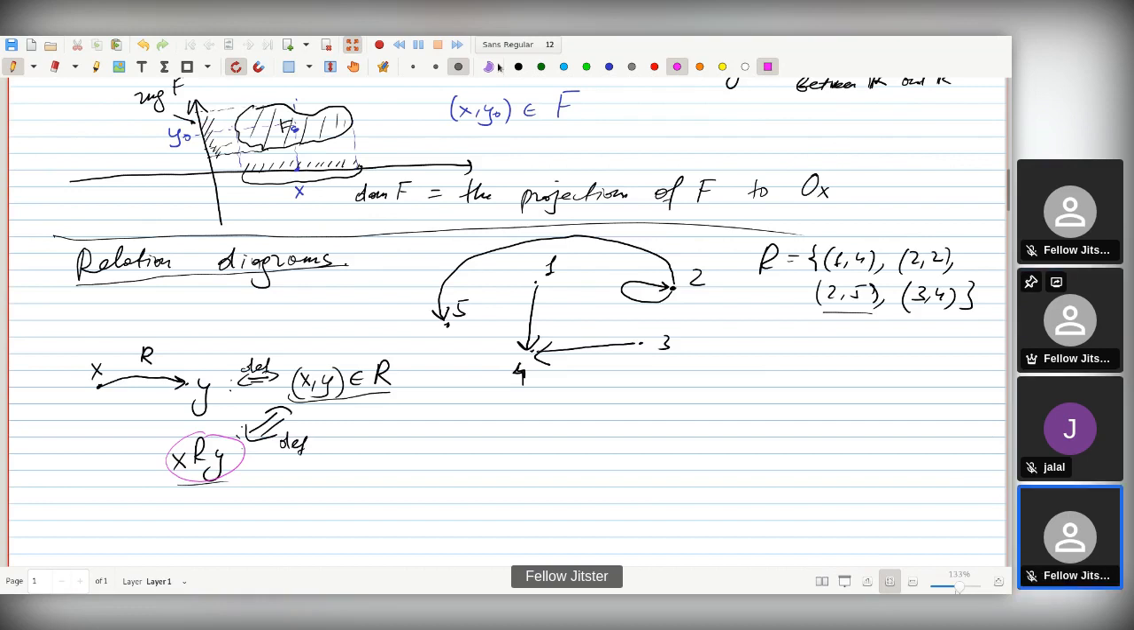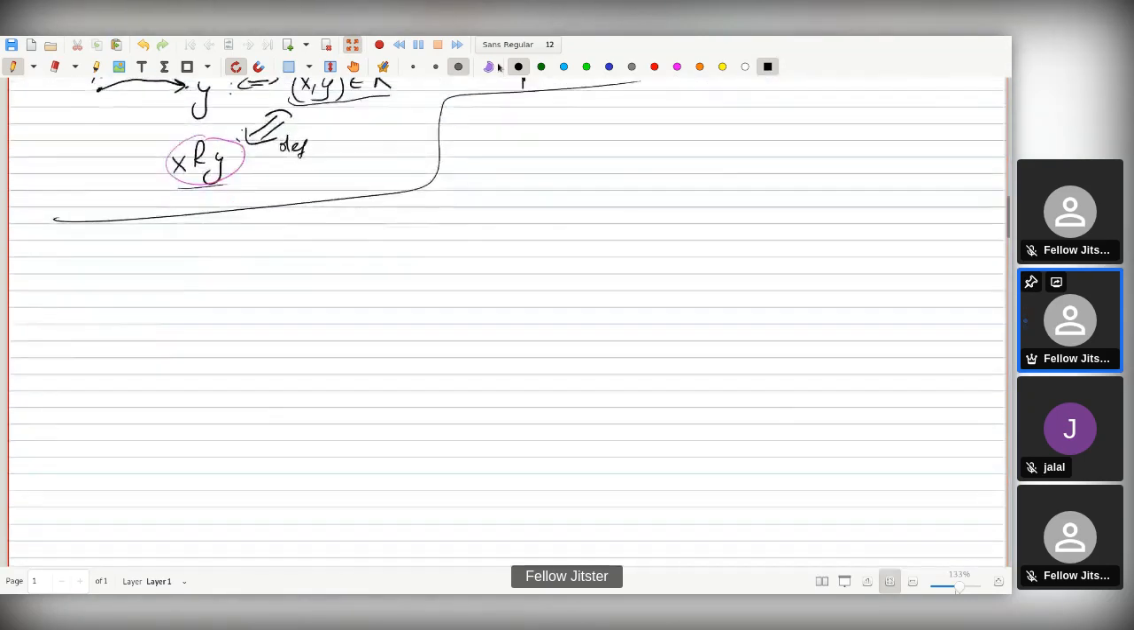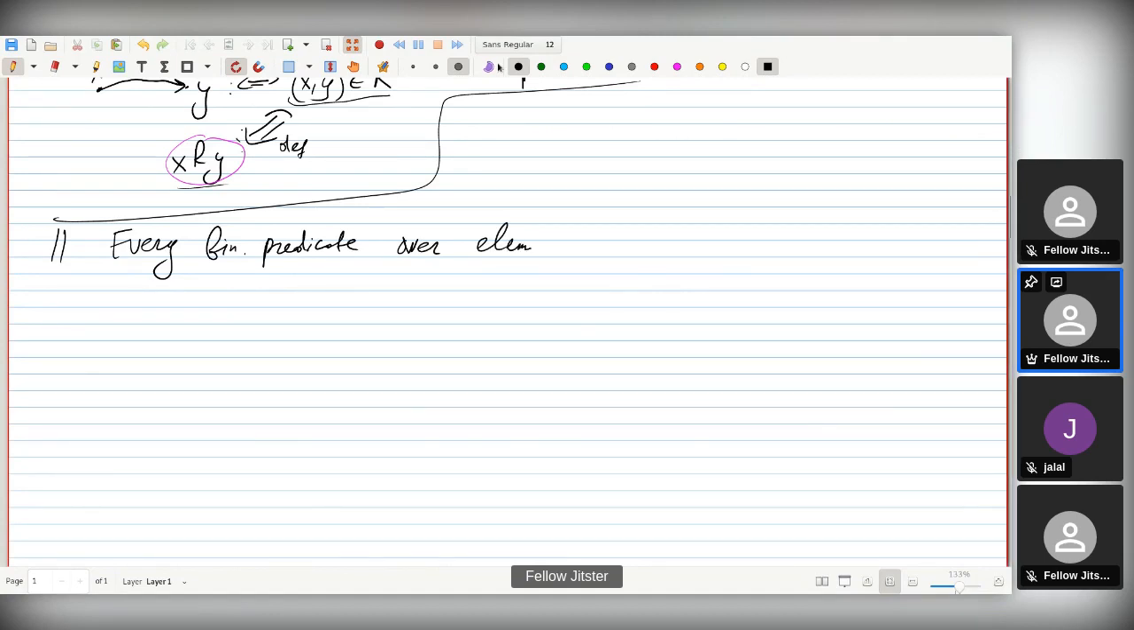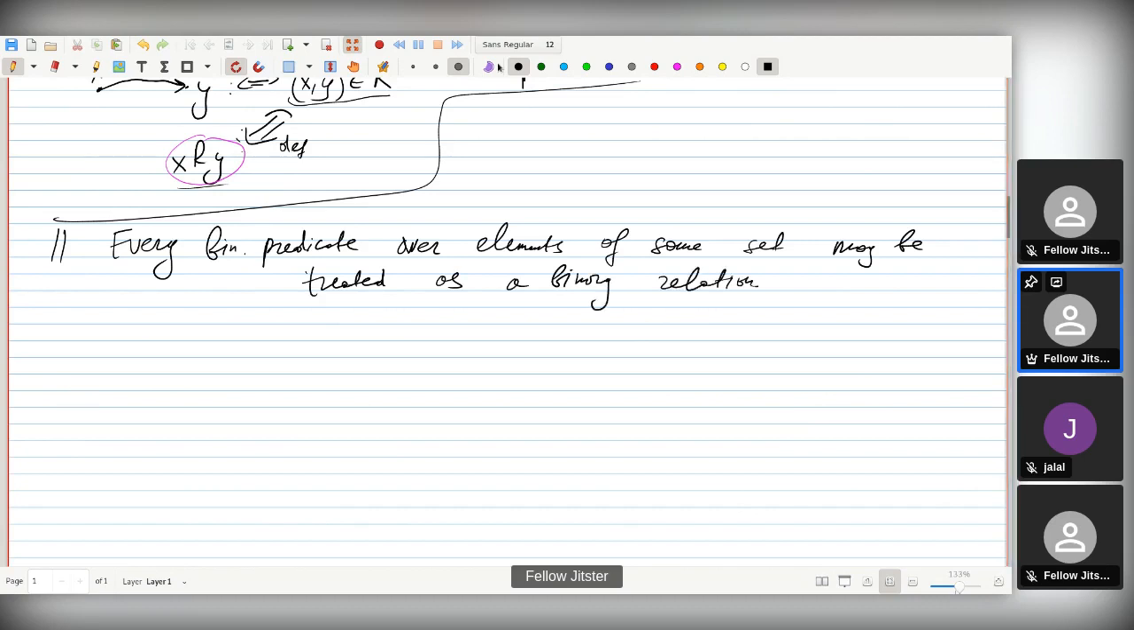Yes. And in fact, every binary predicate over elements of some set can be interpreted, treated, as a binary relation. Okay, another example.